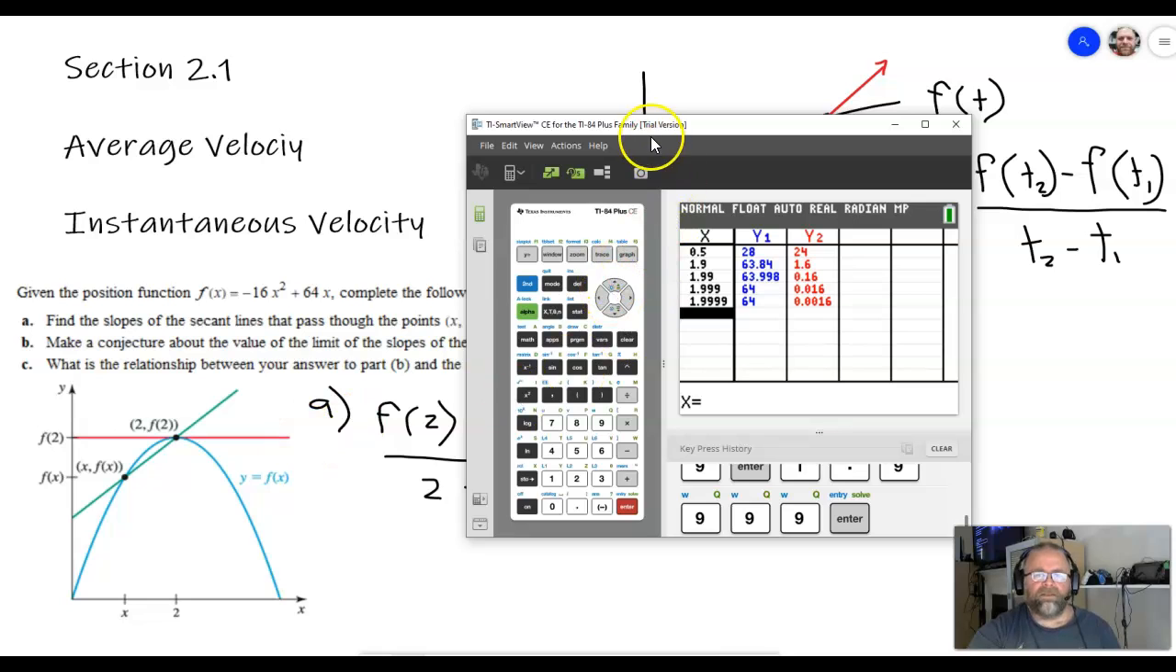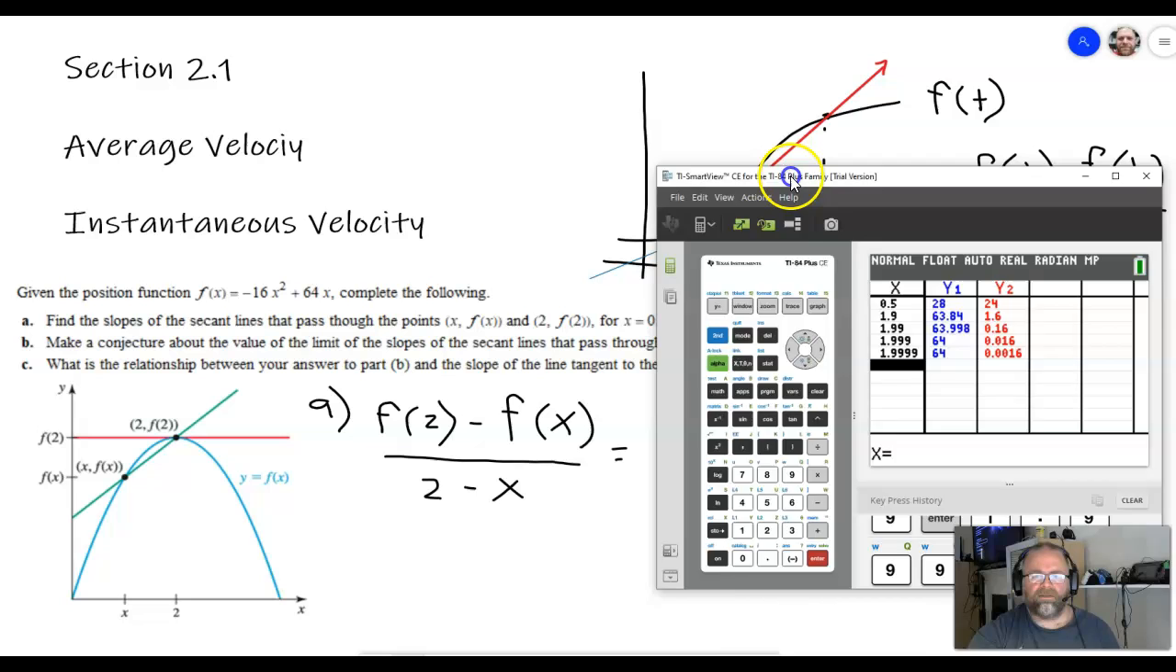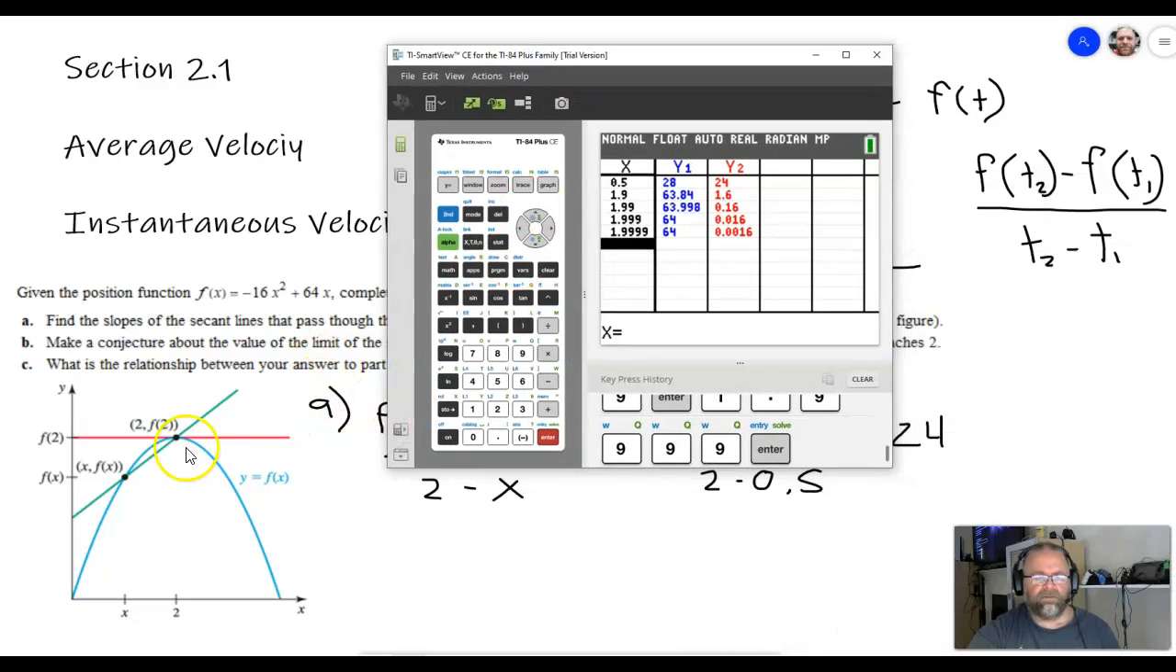So what is the relationship between your answer to part B and the slope of the line tangent to the curve at x equals 2? Well, they're both the same, right? Because our conjecture said that this was getting closer and closer to 0, and that looks exactly like the slope of the tangent line at the point x equals 2. All right, so let's go ahead and move on to the last part.